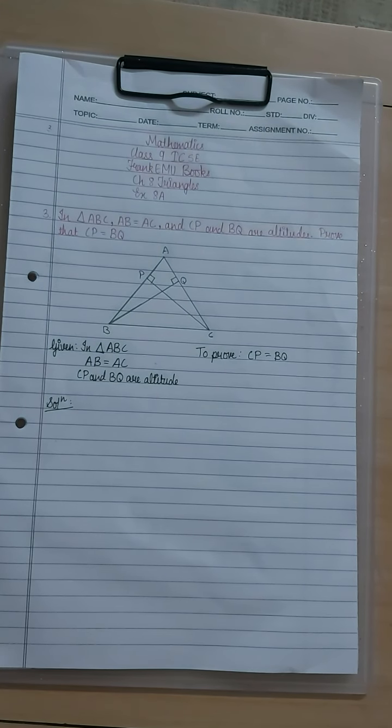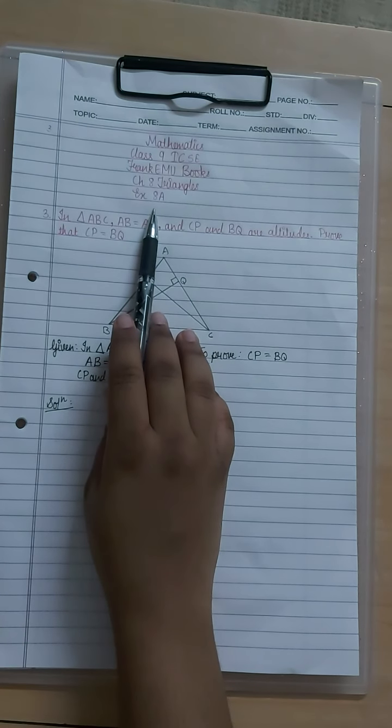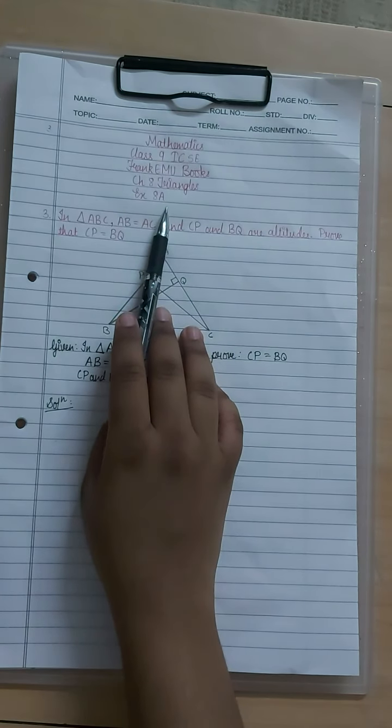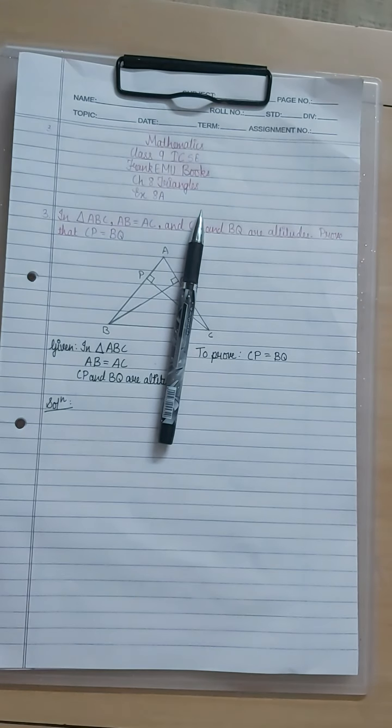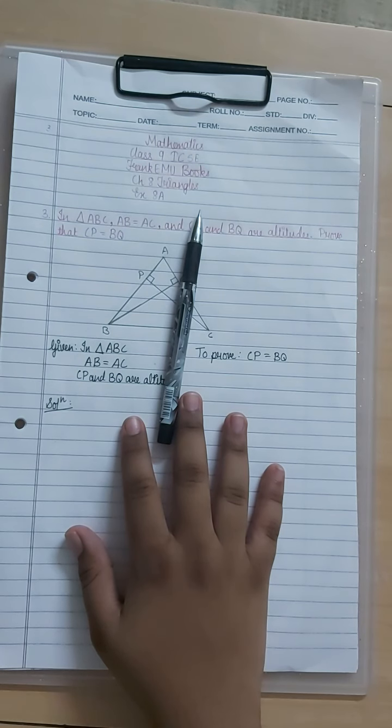In today's video, I'll be starting from question number 3 of chapter 8A, that is triangles. We have done question number 1 and 2 in our previous videos, so don't forget to check those out if you have any problem in those questions or just wish to revise them. So let's just start with question number 3, exercise 8A.